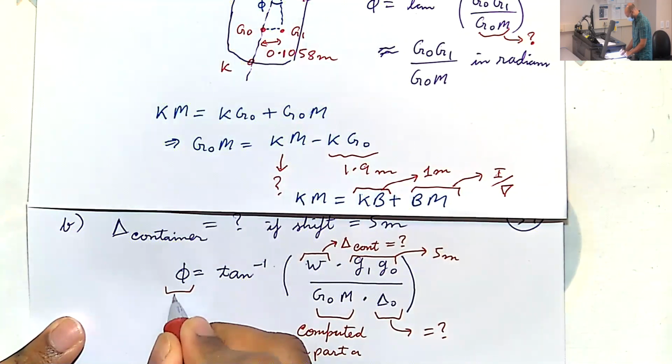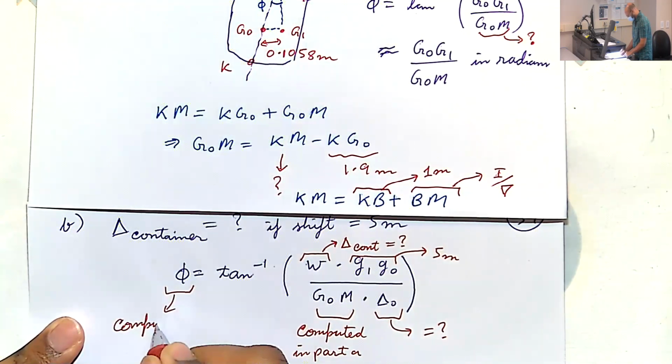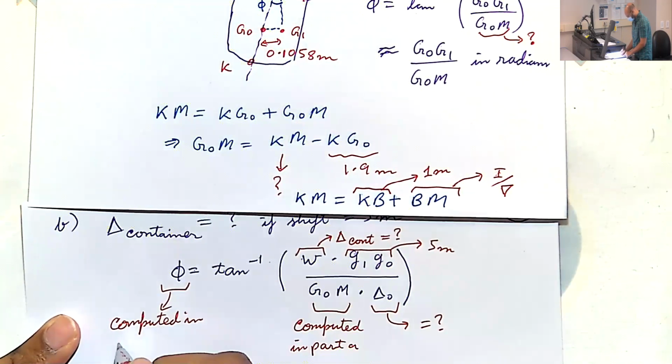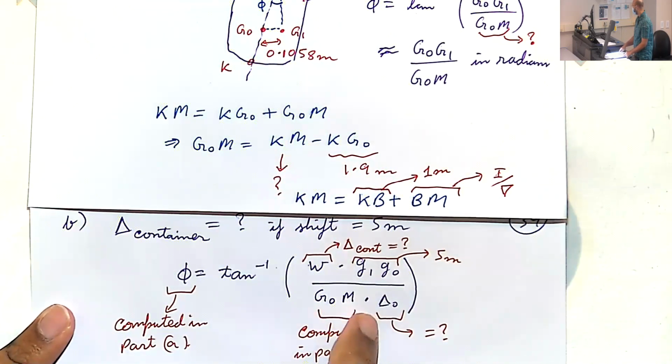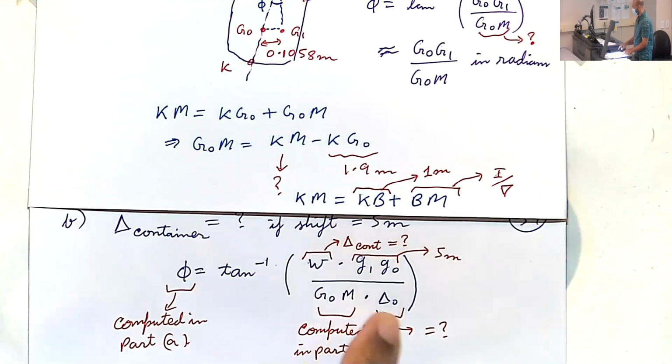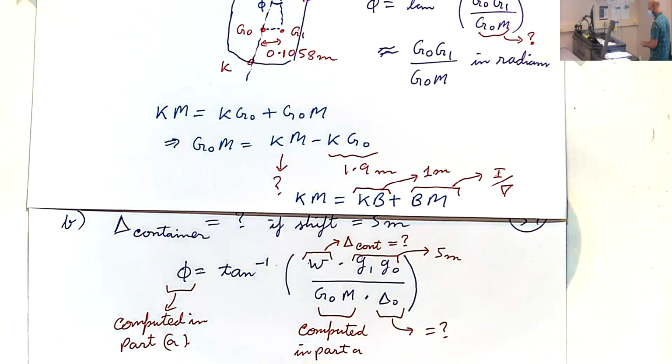This phi angle we also computed in part A. So the only thing we don't seem to have at the moment is the displacement of the hull. How do you compute that? Is all of this making sense?